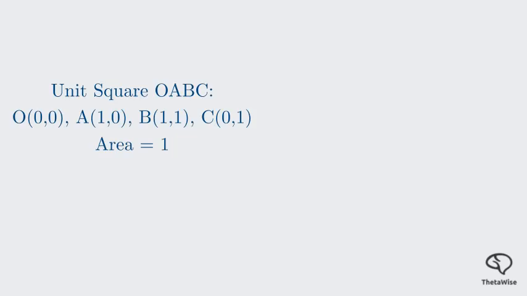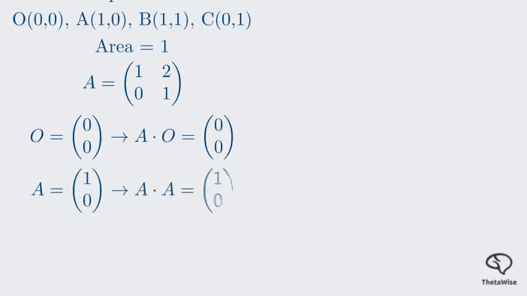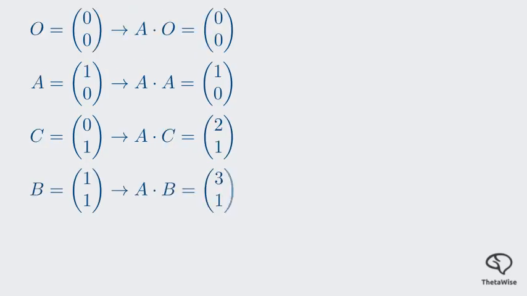Let's apply a transformation to this square and see what happens to its area. We'll use a shear parallel to the x-axis with a factor of 2. The transformation matrix is A equals (1 2; 0 1). We apply the matrix A to each vertex of the unit square. O maps to O, A maps to A prime (1, 0). C maps to C prime (2, 1), and B maps to B prime (3, 1).